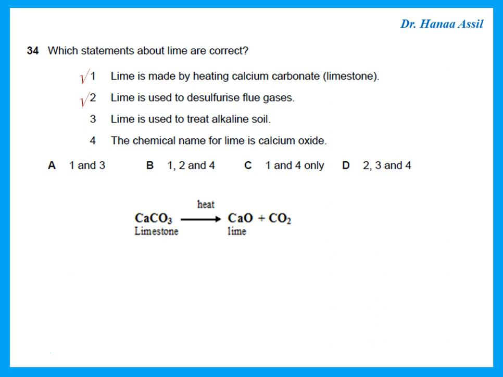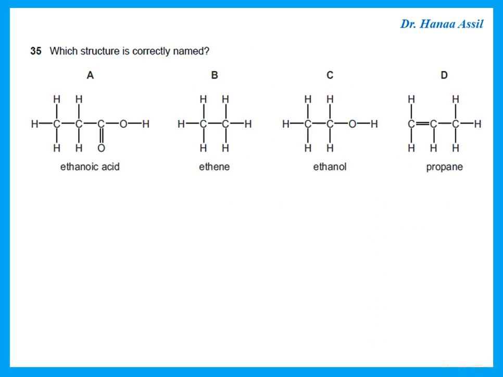Lime is used to treat alkaline soil. No, it is used to treat what? It is used to treat acidic soil. The chemical name for lime is calcium oxide. Yes, that is correct. So my answers are 1, 2, and 4. So that is B.